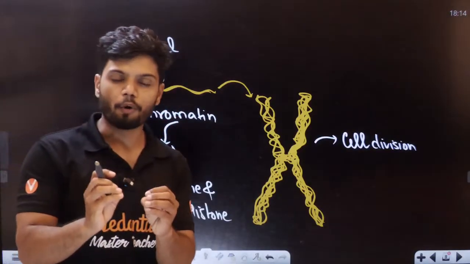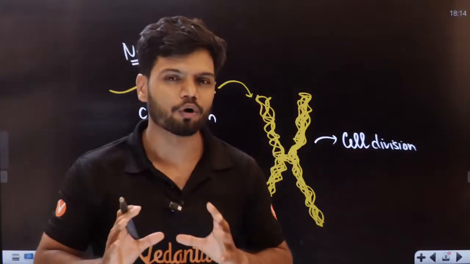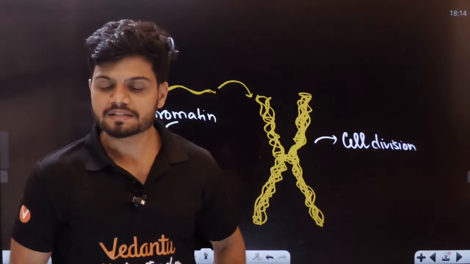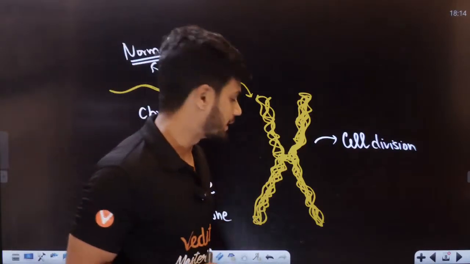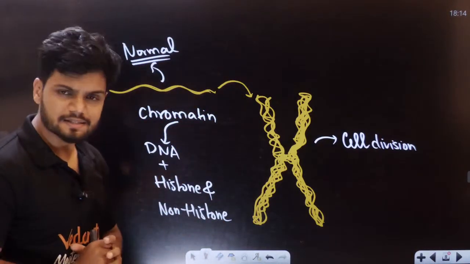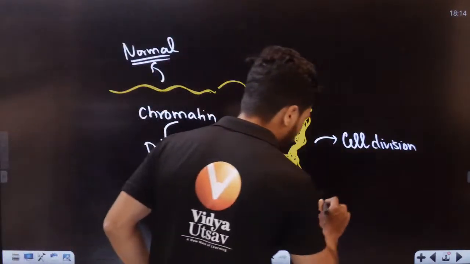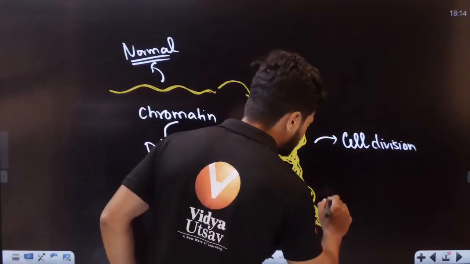Okay. So I hope this much information is clear to all of you, students. If it is clear, now let's go ahead. Now I want all of you to understand, this particular structure is called what, students? It is called a chromosome.